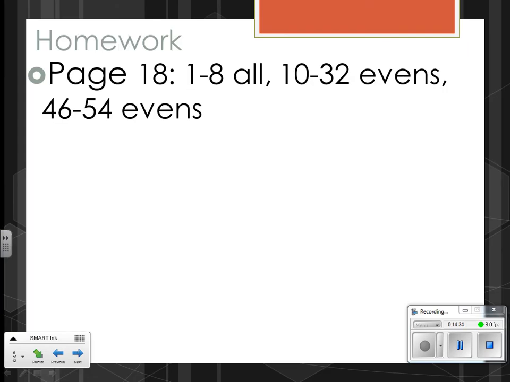First part of the homework's up there. We're going to split this up a little bit. You've got page 18, 1 through 8 all, 10 through 32 evens, 46 through 54 evens. We're going to go ahead and do 1 through 8 together now, and then once that's done, we'll go back and finish the next section and do the same thing there. Don't put your notes away yet, but you can go ahead and get out the paper that you're going to do your homework on, and then get your books open to that page. We'll start looking at it.